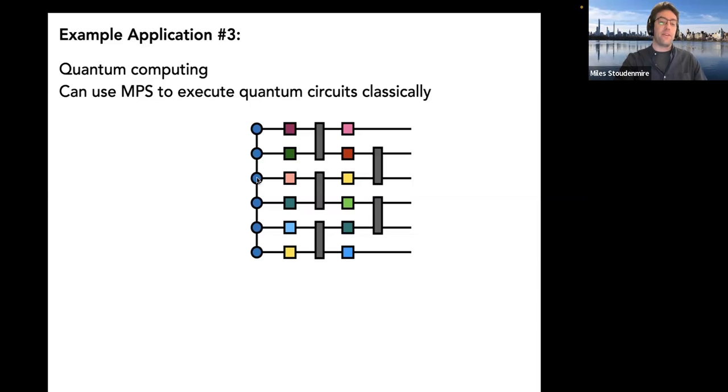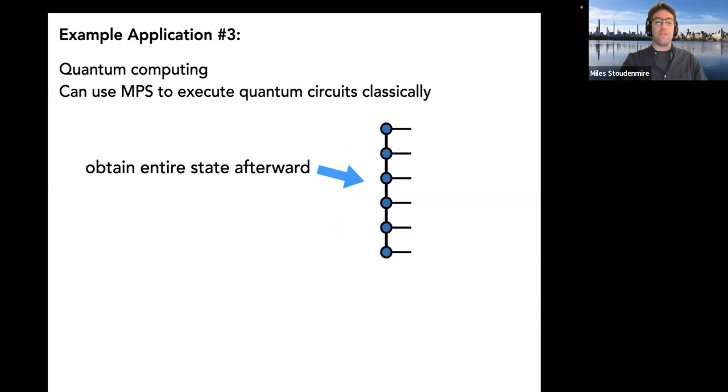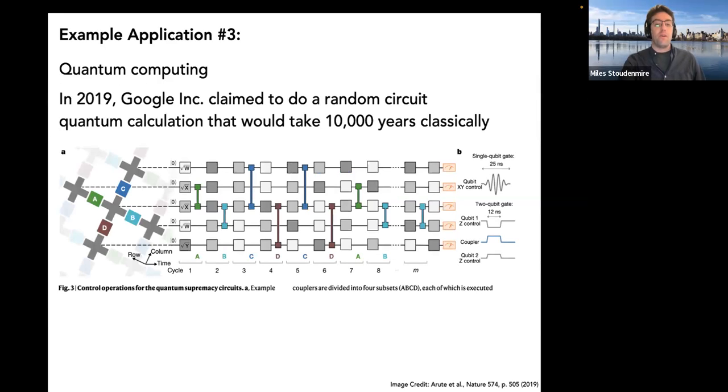It depends on the circuit. And you keep pushing them in. And as you do, you absorb all the gates. And when you're done, if everything goes well and these bonds don't grow too big and you can store them on the computer, then you actually have the entire wave function on your computer afterward that the quantum circuit prepares. And then you can study it, sample from it, compute correlation functions, all kinds of things very efficiently using nice MPS algorithms.